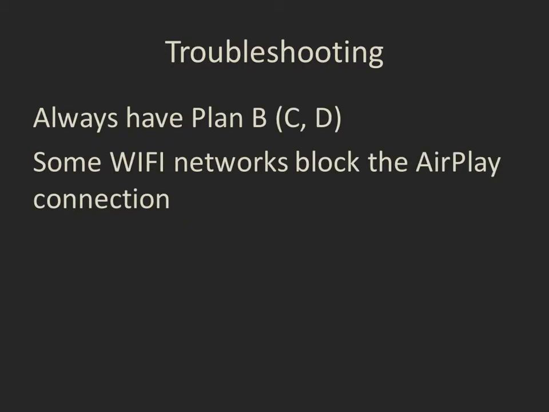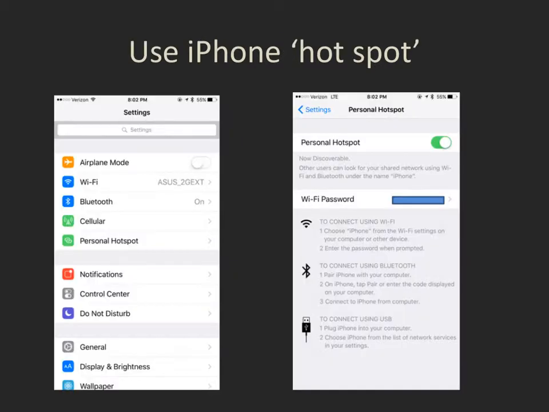I would highly recommend that for any presentation you're planning to use wireless, you have Plan B, and if necessary C and D, available to change to, because some Wi-Fi networks have security settings that block these various types of connections, including AirPlay that we've been talking about. Here's one Plan B you might want to think about.